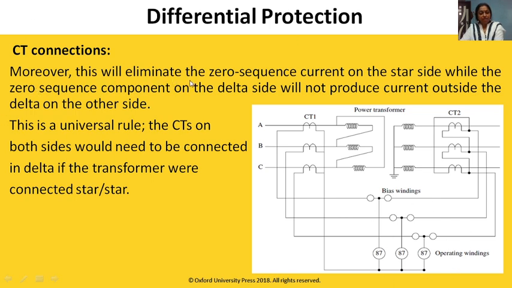Moreover, this will eliminate zero sequence current on the star side, while the zero sequence component on the delta side will not produce current outside the delta on the other side. So that's why also we are using this. When we are using a star transformer, then we have to use delta CT. This is a universal rule. The CTs on both sides will be connected in delta if the transformer is connected in star. We have star, delta, star and delta.